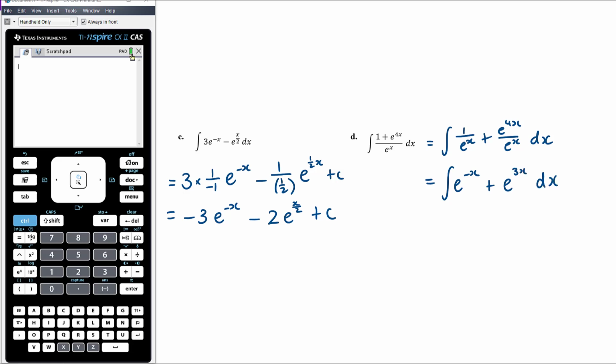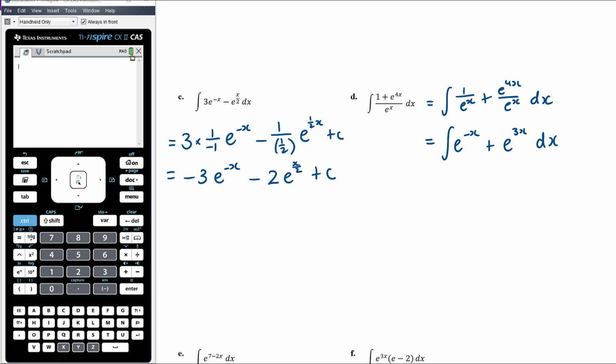Simplify your expression first. We haven't antidifferentiated yet, so we've still got our integral signs. Now we're ready to antidifferentiate so we can lose them. Antiderivative of e to the negative x, so dividing by negative 1 gives you negative 1, e to the negative x, plus antiderivative of e to the 3x, dividing by 3, e to the 3x, plus c.